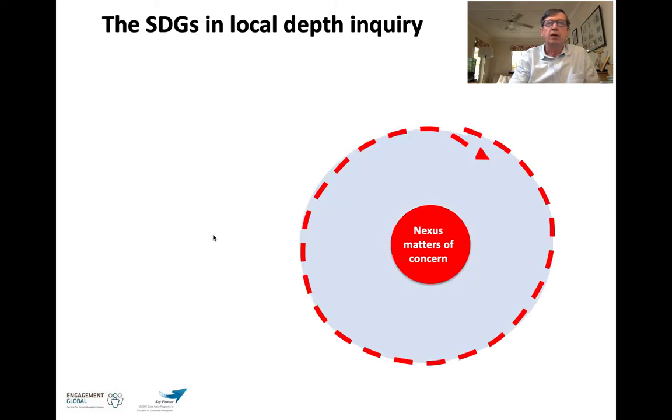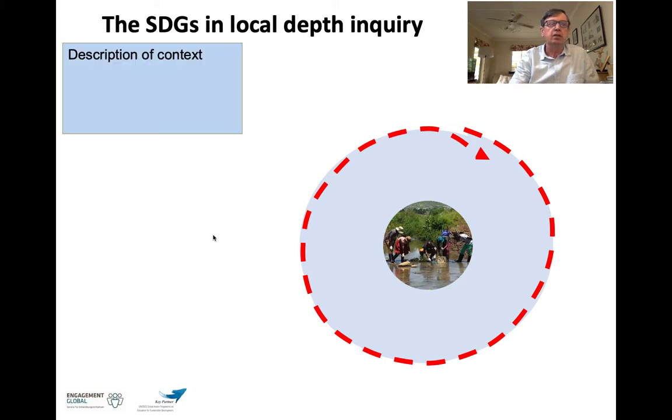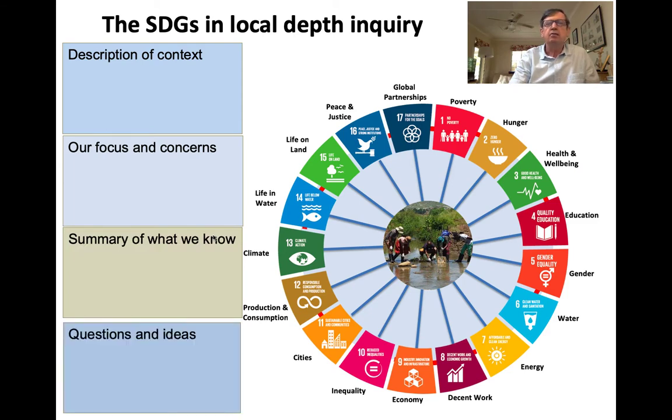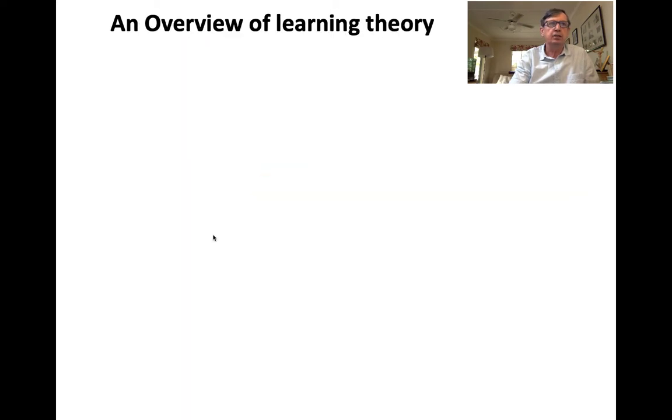For local depth inquiry, there's always a nexus of concern, and people get together to actually explore and investigate that concern. So the context and a description of it is very important, along with the main focus of concerns that people face in their daily lives or in the situation in which they're in. Then you can go to the SDGs and see how these relate to the global goals. Summarize these around what you know, and then raise questions and ideas in a continuing ongoing investigation.